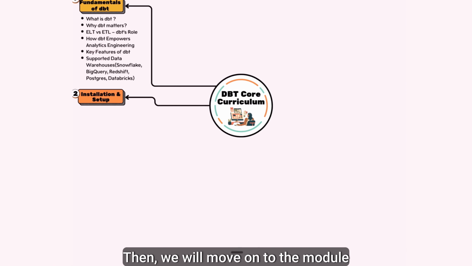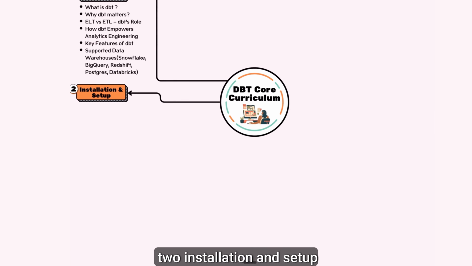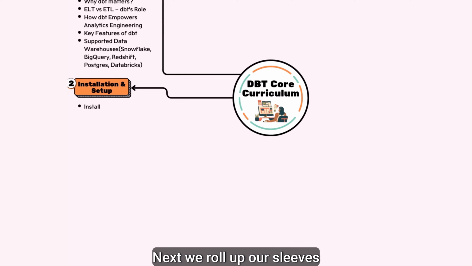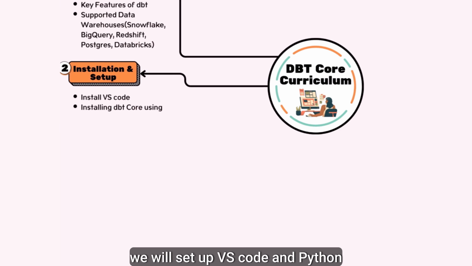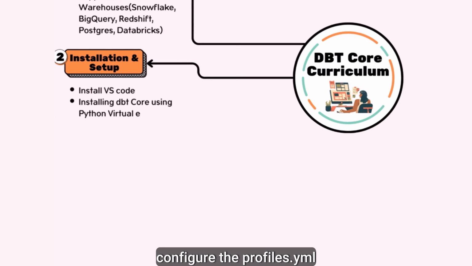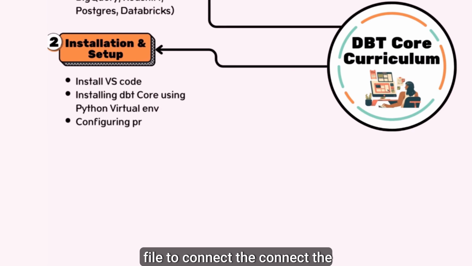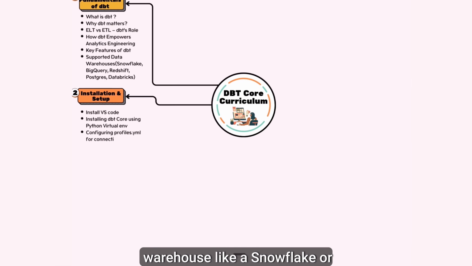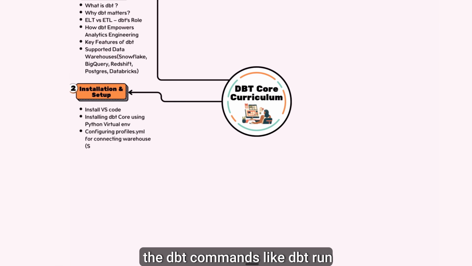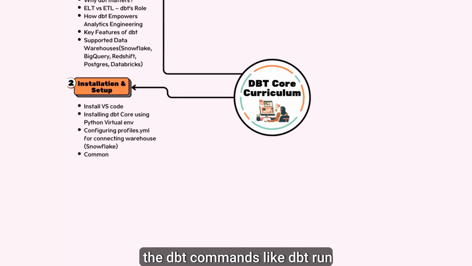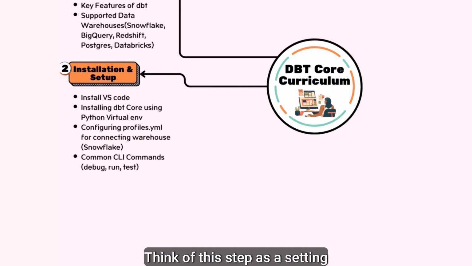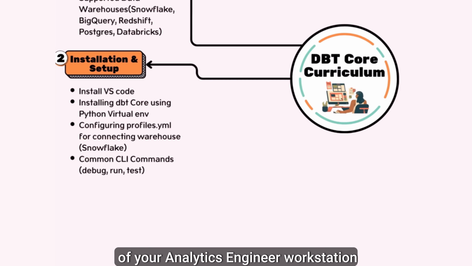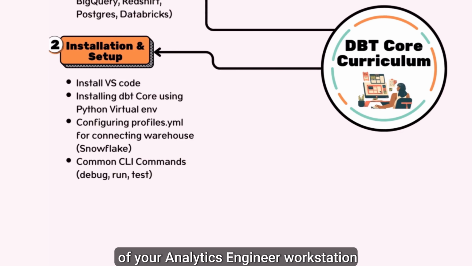Then we'll move on to module 2, installation and setup. Next, we roll up our sleeves and install DBT Core. We'll set up VS Code and Python environments, configure the profiles.yml file to connect a warehouse like Snowflake or BigQuery, and get comfortable with the DBT commands like dbt run, dbt debug, and dbt test. Think of this step as setting up your analytics engineer workstation.